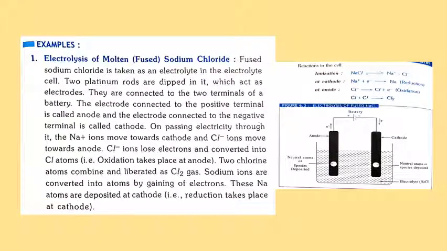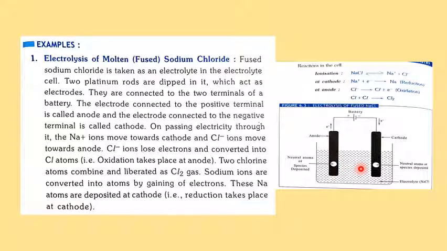And next we discuss examples of electrolysis. First one, electrolysis of molten sodium chloride or fused sodium chloride. That means NaCl is taken in a liquid state. Listen, we take fused sodium chloride, that means liquid sodium chloride, in an electrolytic cell. This is the electrolytic cell. Fused NaCl is taken in this cell or vessel.